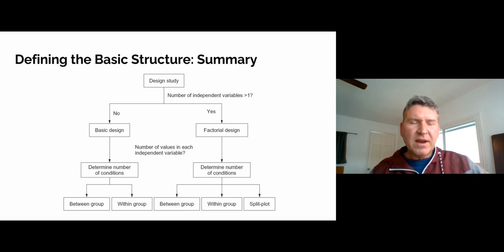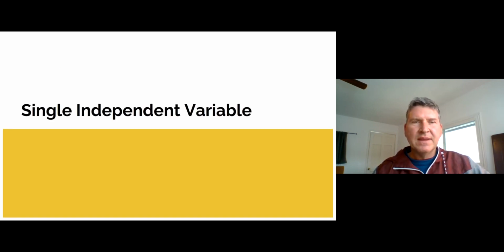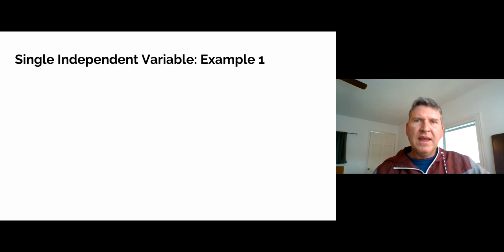So for the remainder of this lecture, we'll look at basic design. This is where we have only 1 independent variable. Look down at the bottom, there's still a decision we have to make between group and within group, and I'll explain what those are in just a second. So we're going to look at the single independent variable here, and let's go through a couple of examples and try to tease out what those independent variables are.